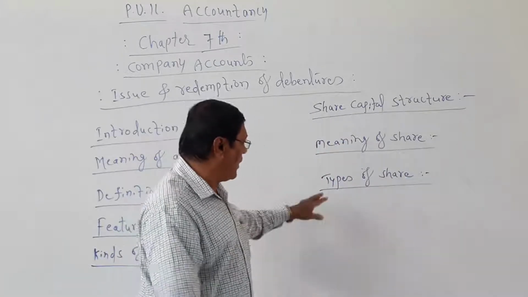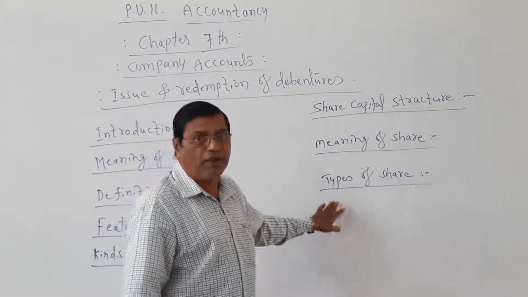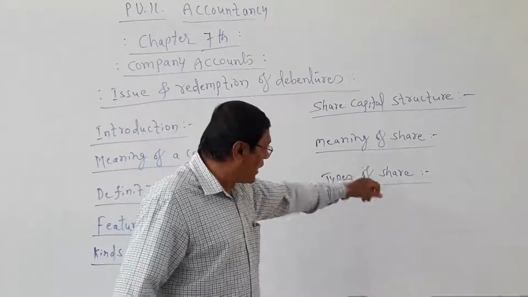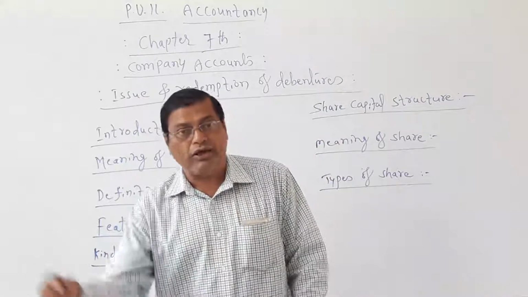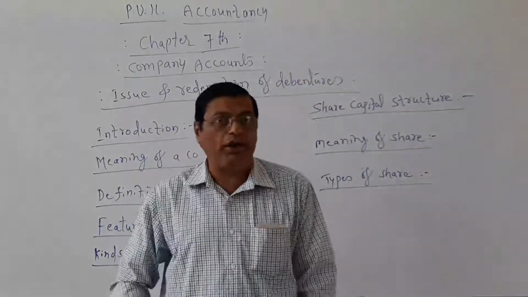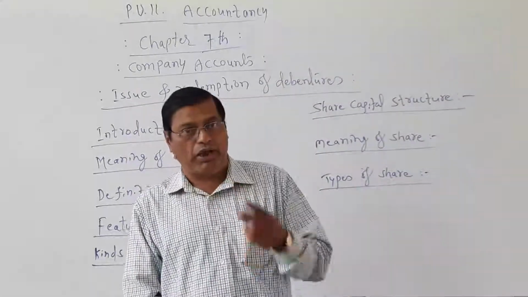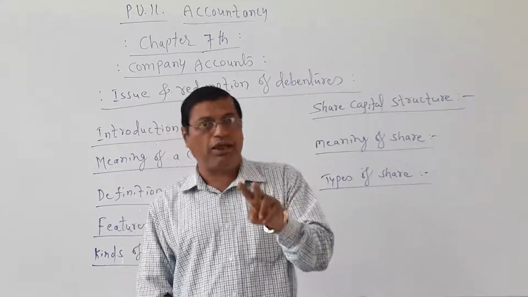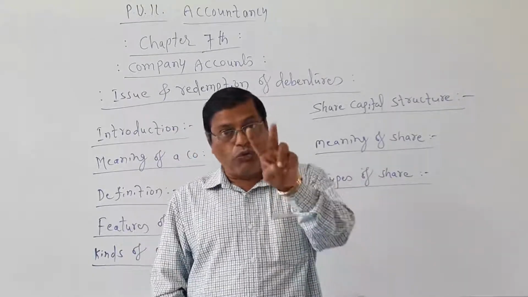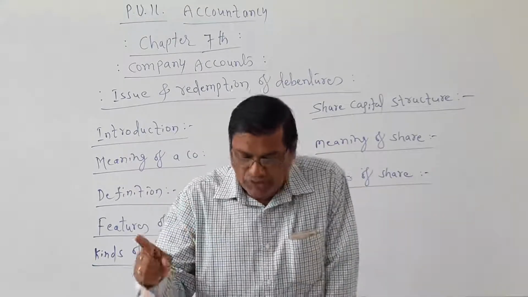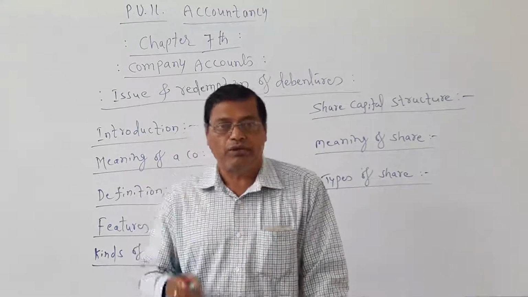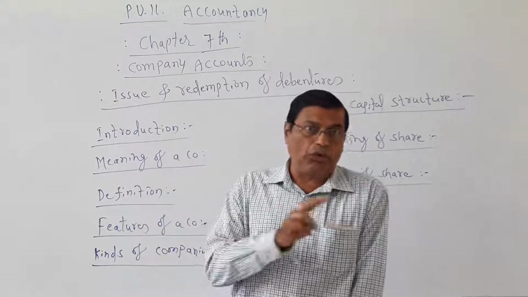Now coming to the next one, types of shares, or kinds of shares. How many types are there? There are mainly two types. The company can issue only two types of shares. What are those? Those are preference shares and equity shares.